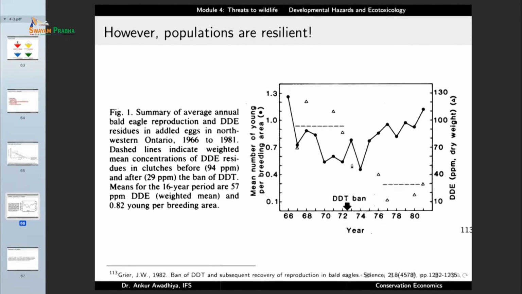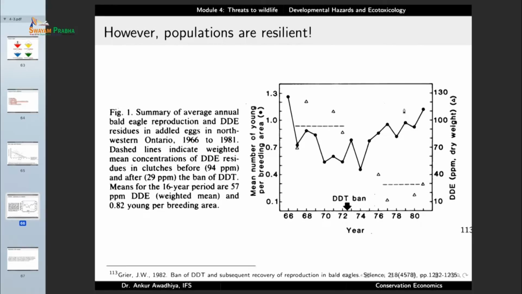But then when this ban was enforced, slowly and steadily the concentration of DDT went down, and the residues such as DDE also went down. And after a while, we see that this curve is now increasing. So the mean number of young per breeding area is now increasing from 0.5, and they have reached around 1.1. They have not yet reached 1.3, but they have reached 1.1.